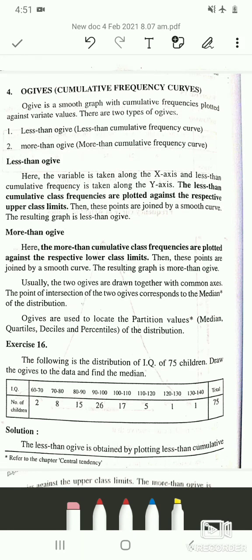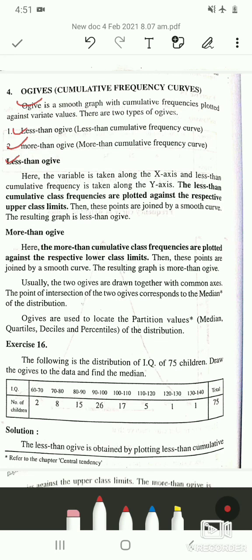The last type of graph is ogives, or cumulative frequency curves. An ogive is a smooth graph with cumulative frequencies plotted against variable values. There are two types of ogives. One is the less than ogive, that is the less than cumulative frequency curve. The other one is the more than ogive, or more than cumulative frequency curve. First let us see the less than ogive. Here the variable is taken along the x-axis and the less than cumulative frequency is taken along the y-axis.